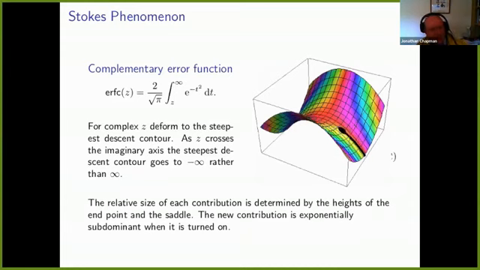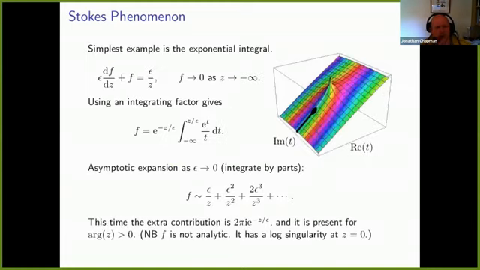Okay, the complementary error function, it's a nice example where you see the change in topology of the contour. But I want to choose a slightly simpler example in order to illustrate the concept of Stokes lines and Stokes line smoothing. And that simpler example is the exponential integral. And already I'm going to switch to differential equations rather than integrals here. So I've got this first order linear differential equation with a small parameter epsilon.